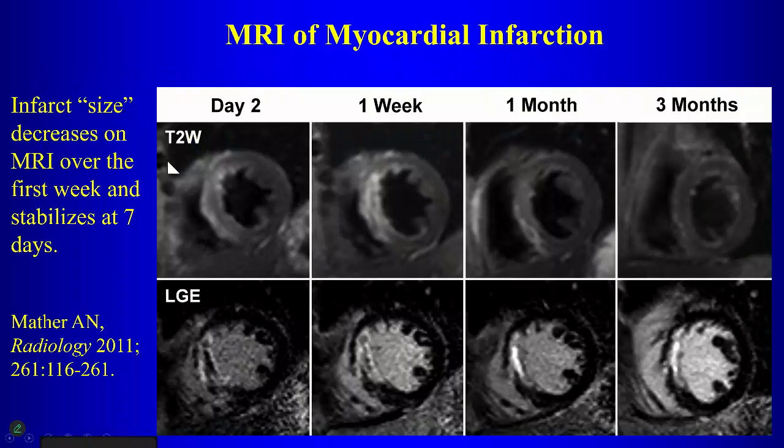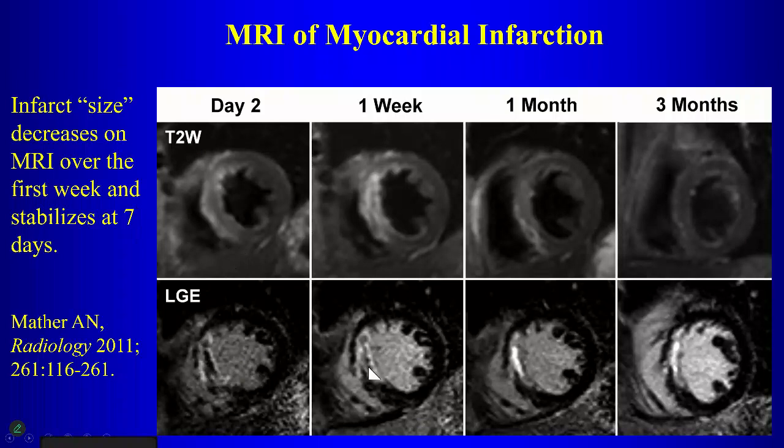Now, if we look at what happens to an infarct with MR over time, it turns out that the infarct size, that area of enhancement, decreases a little bit over time and tends to stabilize at about 7 days. And you will see the edema initially, and then the edema goes away gradually. So if we look at the acute infarct, there's the microvascular obstruction here. Here's the acute infarct around it.